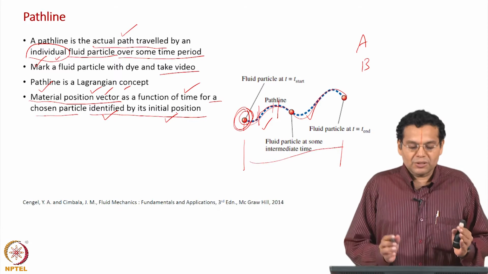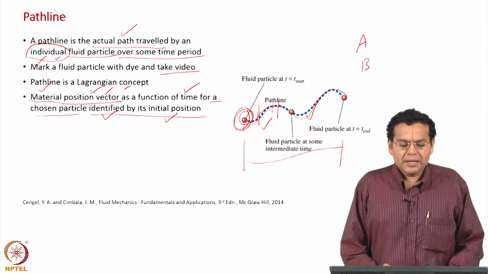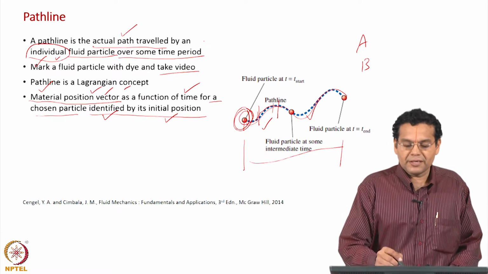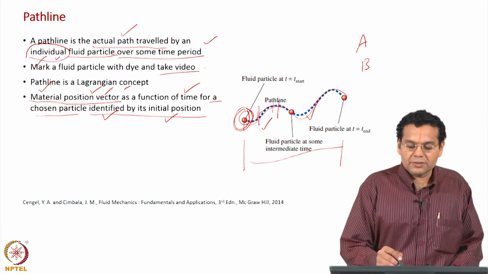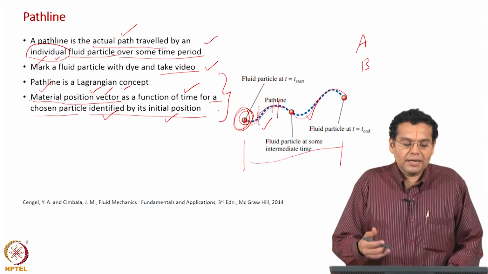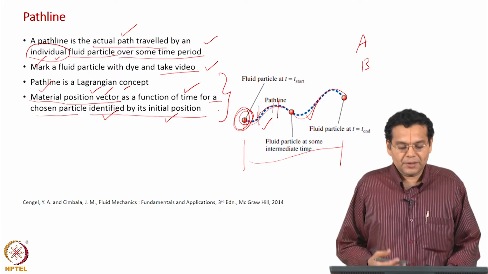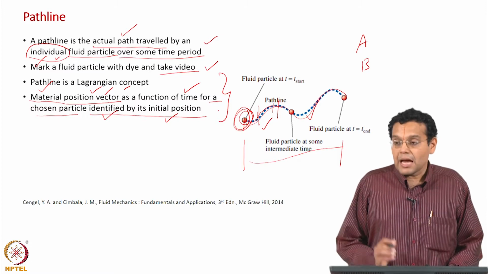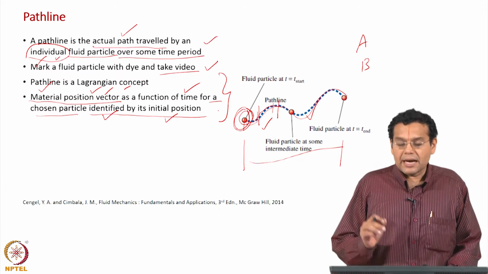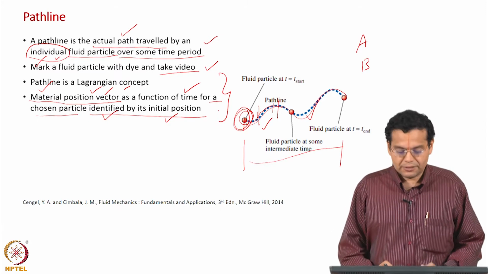Okay. So, different ways of explaining the path line, so that we relate to the Lagrangian concept. This is the definition, but what we have done here, this is how we measure. What we have done here is we have related that to the Lagrangian description. Okay. Material position vector as a function of time for a chosen particle identified by its initial position.